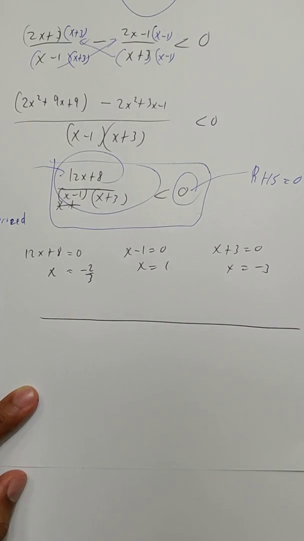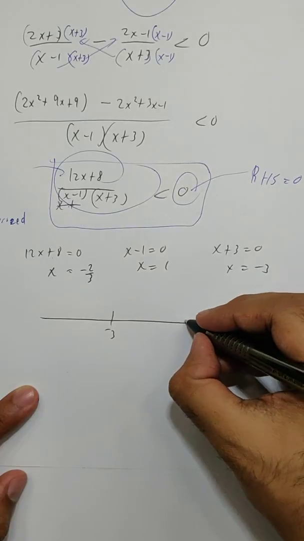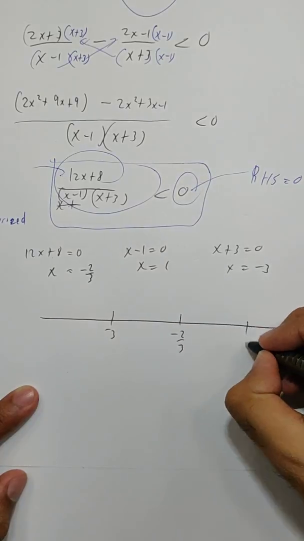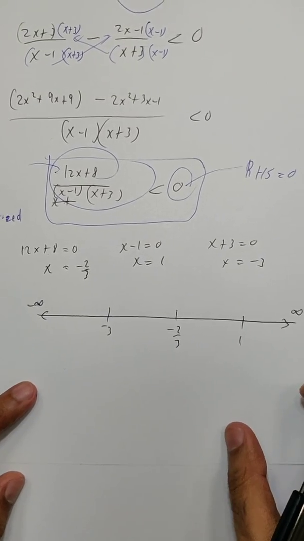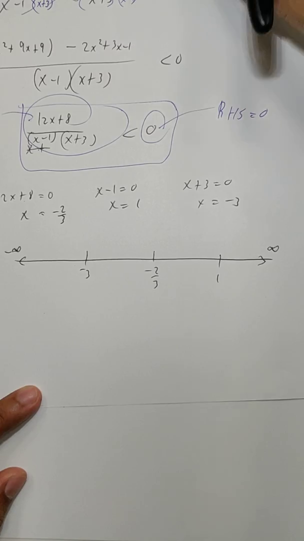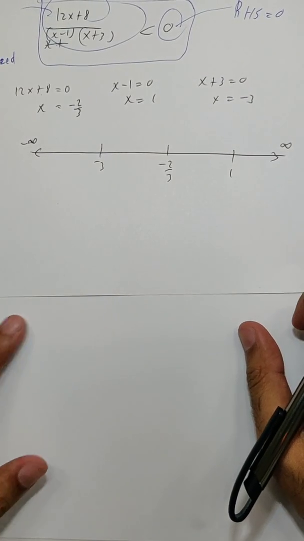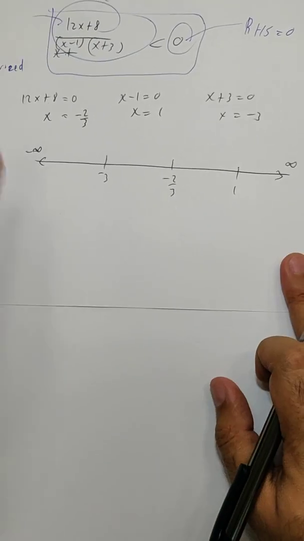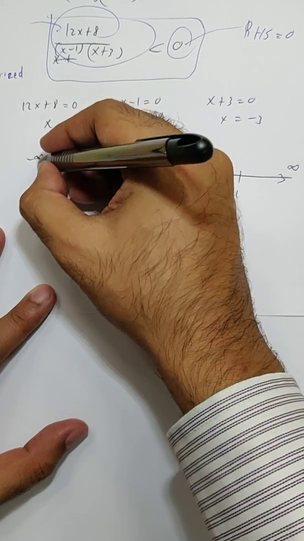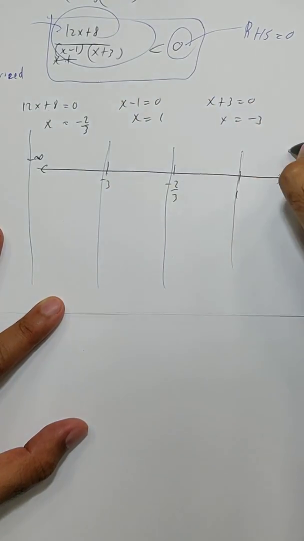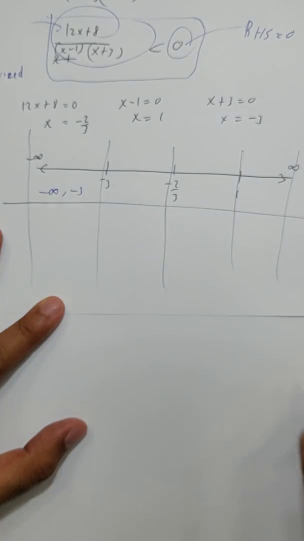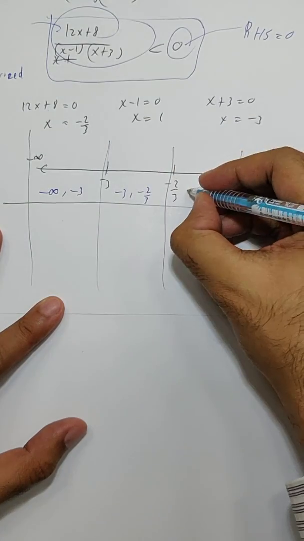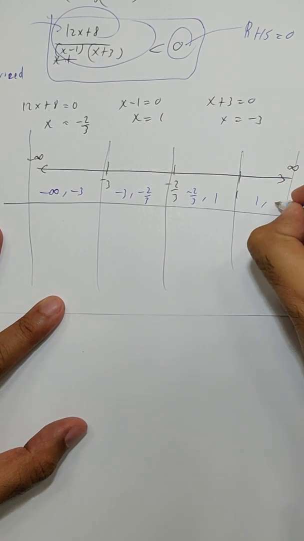So let's do the number line: negative 3, negative 2 over 3, 1, negative infinity, infinity. You guys okay? Sorry about that. Are you guys okay? So now we would like to make the table. This one is what until what? Negative infinity to negative 3, negative 3 to negative 2 over 3, negative 2 over 3 to 1, 1 until infinity.